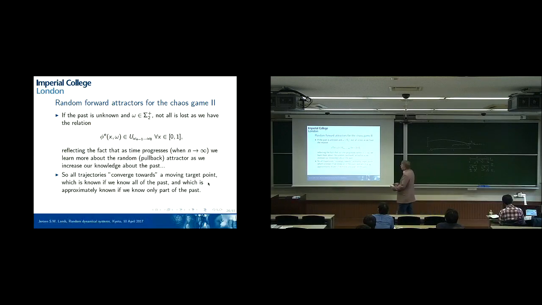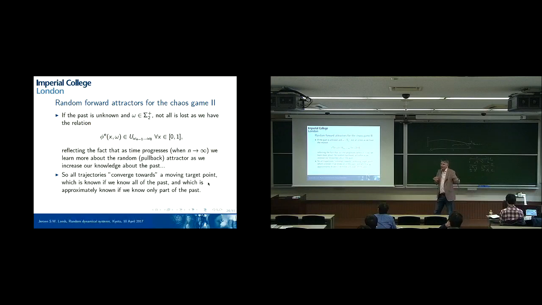And so the past is unknown, but not always lost, because we have some relation. Of course, if we know something of the past, we know where we are more or less. And so as time progresses, we learn more about the random pullback attractor as we increase our knowledge about the past. So if we go into the future, we don't learn about the future, but we learn about our past. In some weird way, if I go forward, I know more about the realizations, and it gives me more of an idea of where I am.